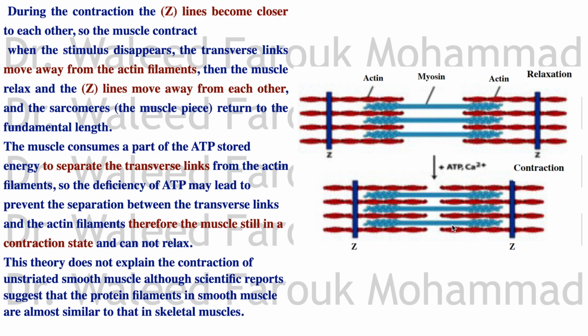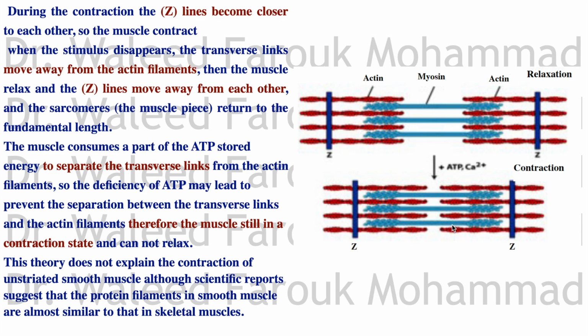So the Z lines become closer to each other, and when the stimulus disappears, the transverse links move away from the actin filaments. When we need relaxation, the transverse links detach from the actin. Okay? When the muscle relaxes, the Z lines move away from each other. Okay? So in contraction, the sarcomere becomes shorter than in relaxation. The sarcomere in relaxation is longer than the contracted sarcomere.